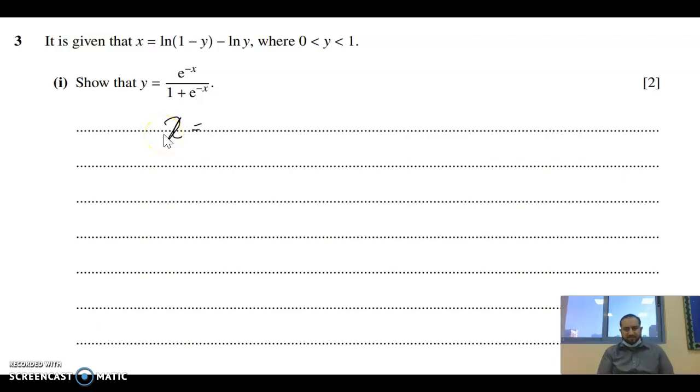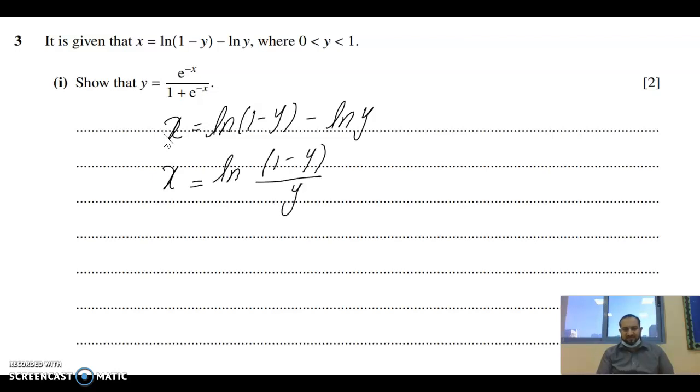Since we have x equal to ln of 1 minus y minus ln of y, we can use the property of logs, because we can see the expression we have to get, so we need to remove the logarithms from here. If we use the property, this is ln of 1 minus y over y, because as you remember, ln of m by y can be written as ln of m minus ln of y.